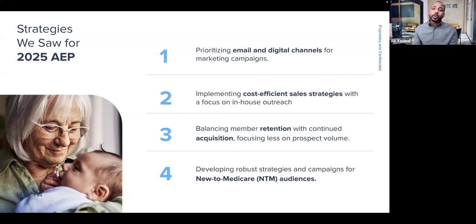And then finally, the majority of our customers are doing new to Medicare outreach throughout the year. So even during the AEP season, they still continue to do new to Medicare outreach throughout the year, really targeting these individuals.